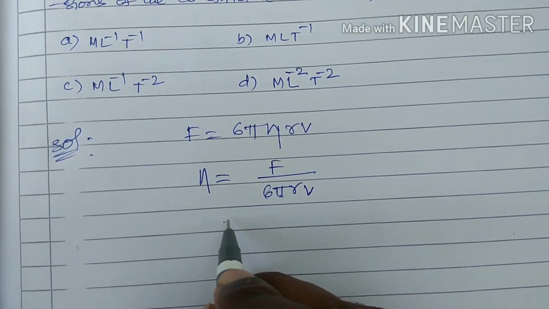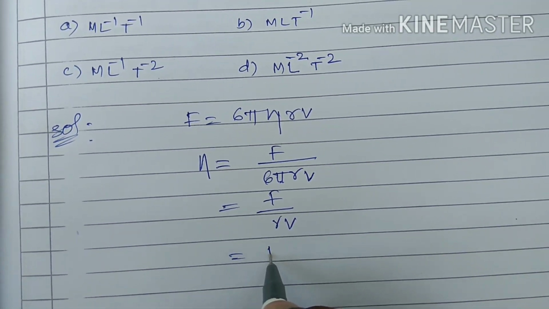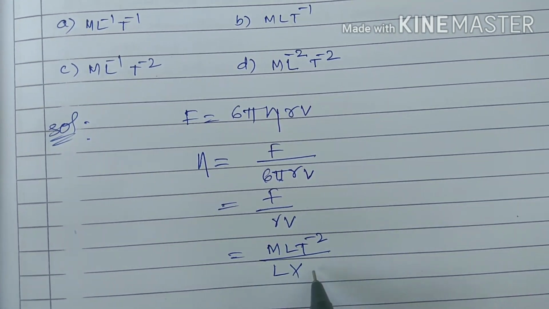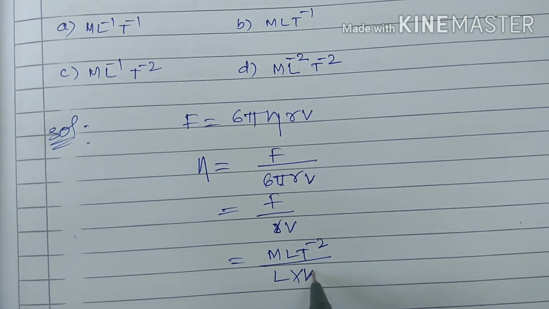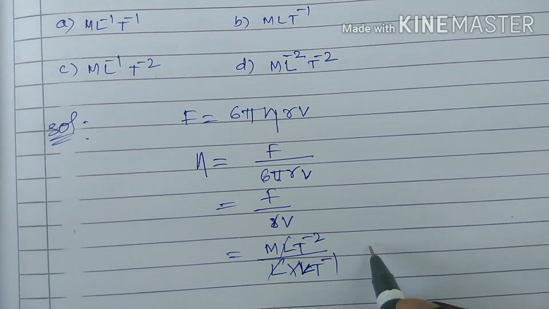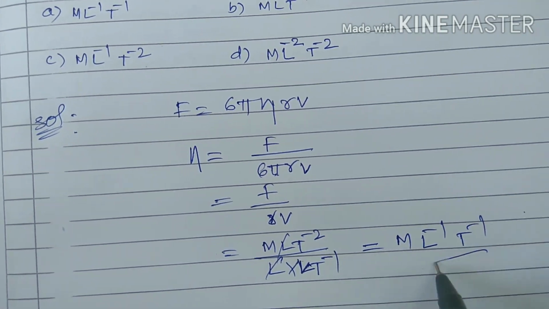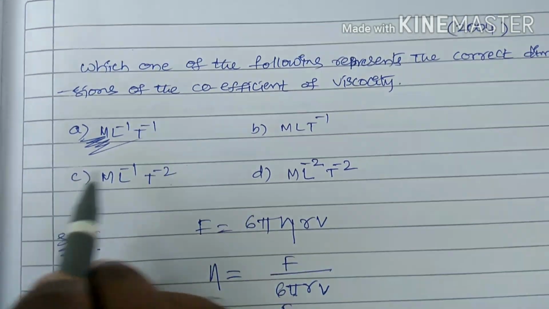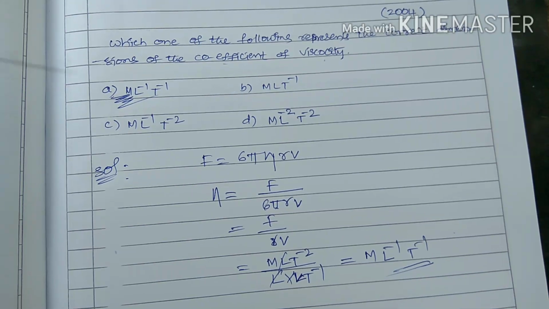6 is also a numerical value. Then we can write F by r v. F is equal to m a, so M L T^-2, divided by L for r, that is radius or distance, and v is L T^-1. L by L will cancel, so we can write M L^-1 T^-1. Here M L^-1 T^-1 is the dimension formula for the coefficient of viscosity.